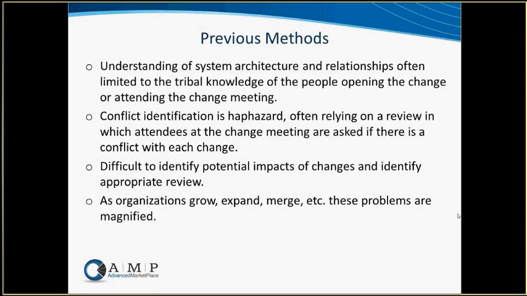Conflict identification is haphazard. It's unpredictable, it usually relies on a review where you go to each change and you say, so does anyone have any questions or concerns about this change? And hopefully there's somebody in the room that can ask the right question. But a lot of times, you're trying to get through 110 changes and you want to do it in 60 minutes. And so it's challenging to identify conflicts.